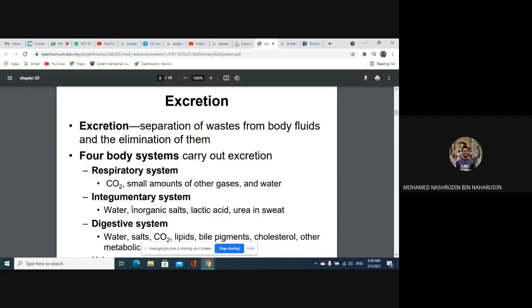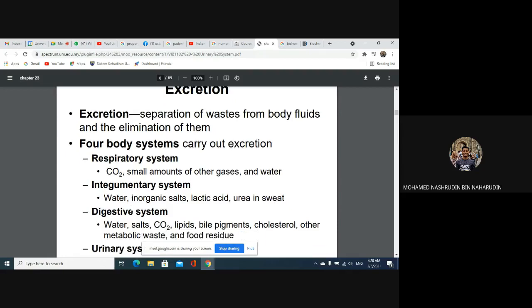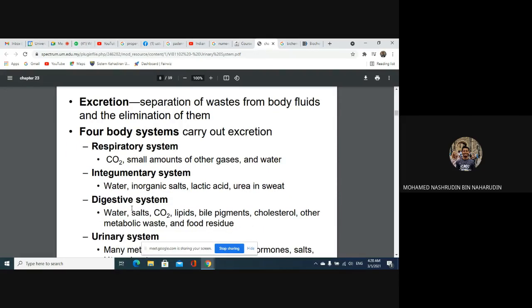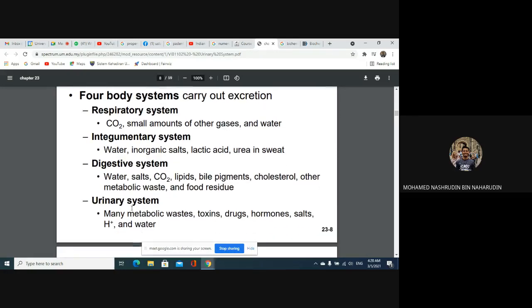So excretion, or urinating. Excretion is the separation of waste from the body fluid and the elimination of it. These are the 4 body systems that are responsible for excretion: the respiratory system, the integumentary system, the digestive system, and of course, the urinary system itself.